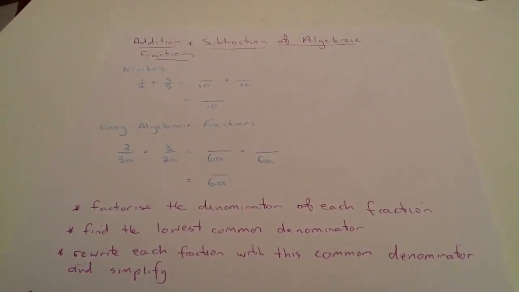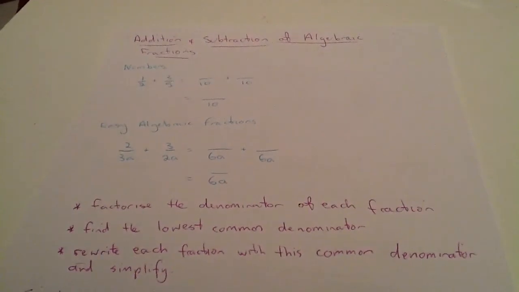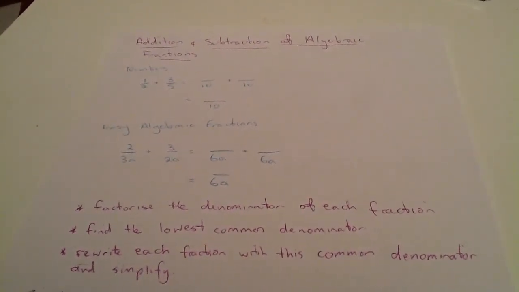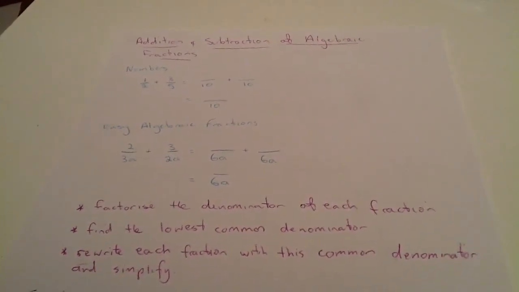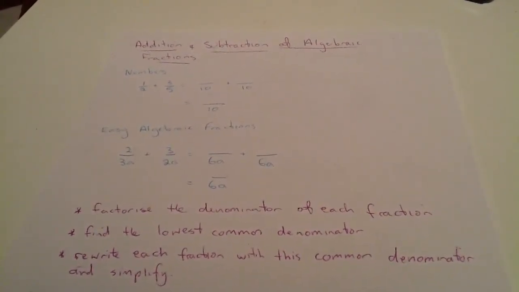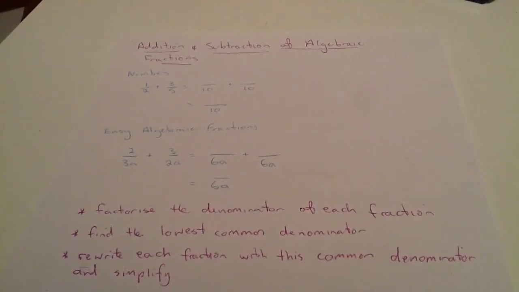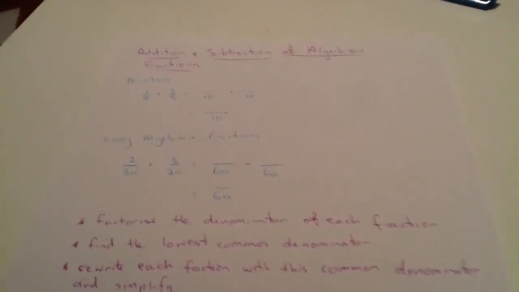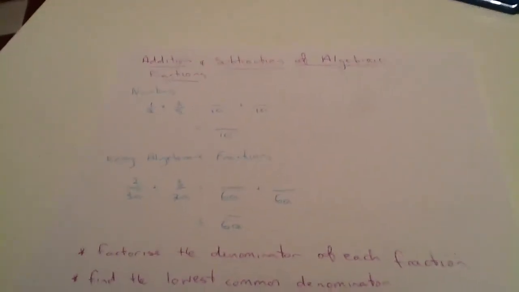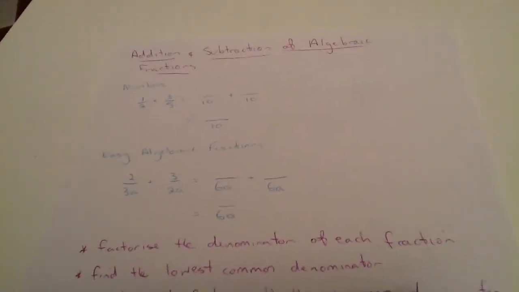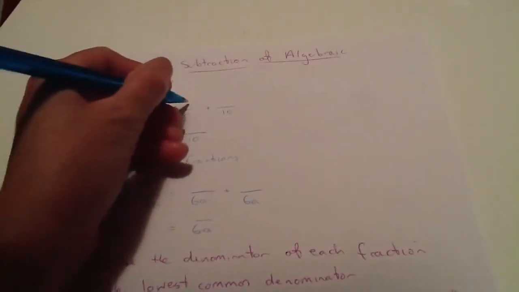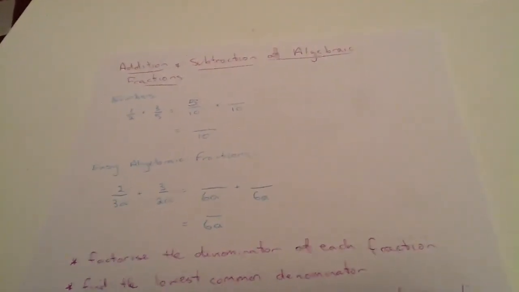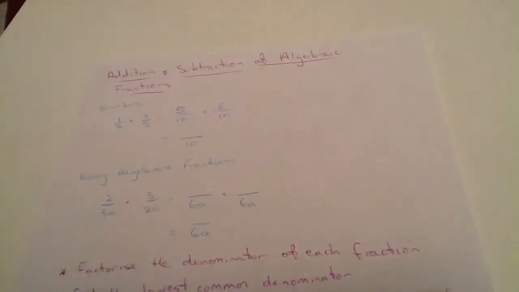So 1/2 plus 3/5, we need a common denominator. We look for the lowest common denominator. That's going to help us in algebraic fractions. So we're looking for the smallest number that 2 and 5 go into, which happens to be 10. And then we change each fraction into an equivalent fraction. So 1/2 changes into 5/10, and 3/5 changes into 6/10.